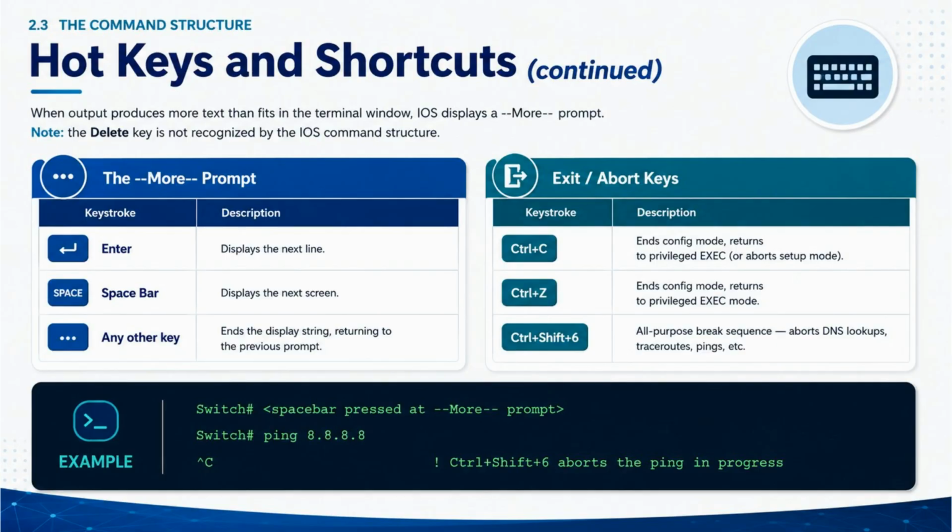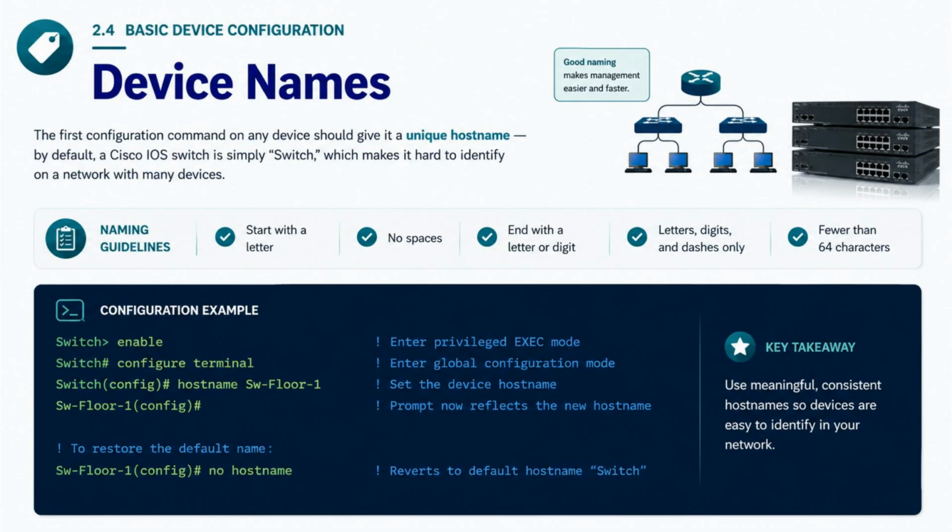Ctrl+Shift+6 is the all-purpose abort key for stuck pings, traceroutes, or DNS lookups, worth demonstrating live since students will need it in labs. First configuration command on any device: give it a real hostname. Default switch is useless once you have more than 1 device. Walk the naming rules. Start with a letter, no spaces, end in a letter or digit. Demonstrate hostname SWFloor1, and note it takes effect immediately in the prompt.